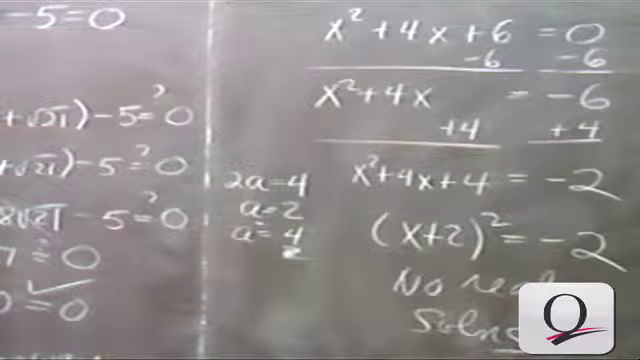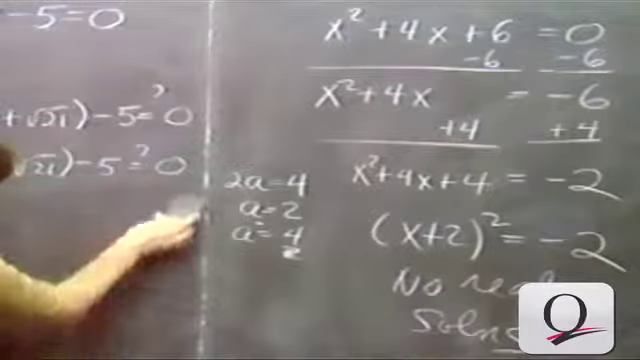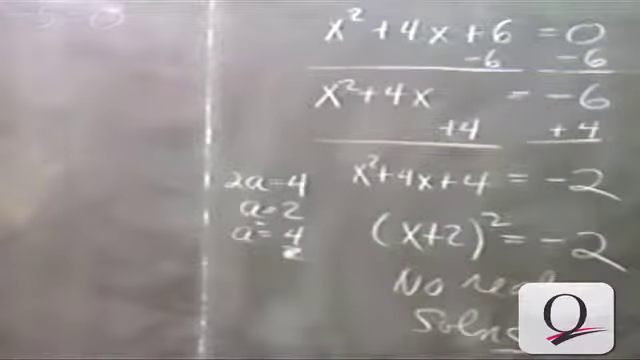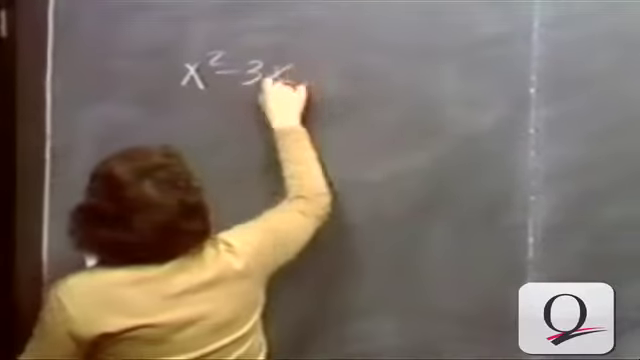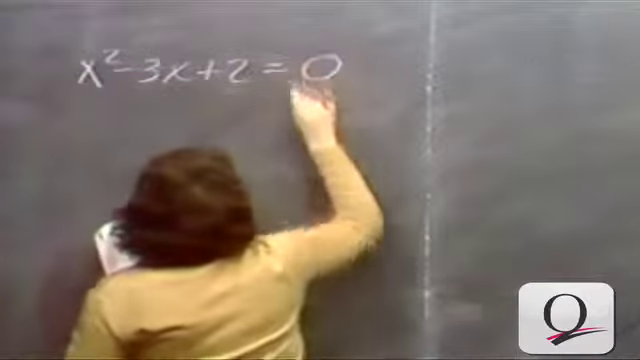Okay, let's try another example. And this time I'm going to give you an example with fractions. When you have to complete the square, you bring fractions in. It's also an example that could be done by factoring. I want you to see it done both ways. The example we're going to work out is x squared minus 3x plus 2 is equal to 0.